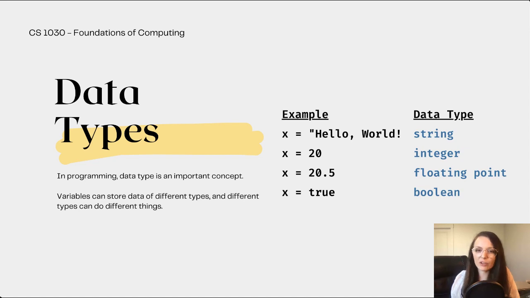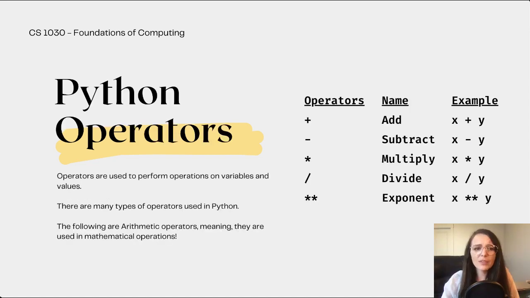However, for now, I just want to have the simpler data types in front of you to work with. Python operators. Operators are used to perform operations on variables and values. There are many types of operators used in Python. The following are arithmetic operators, meaning they are used in mathematical operations. In future modules, we will be going over other types of operators, but in this module, it's just important that we understand the mathematical operators. These are operators that you should be very familiar with from using them in your math classes.